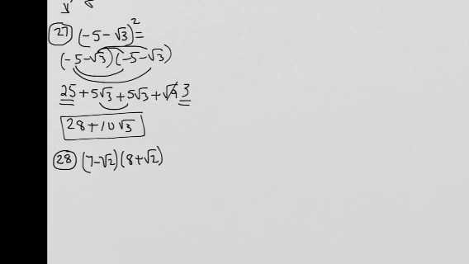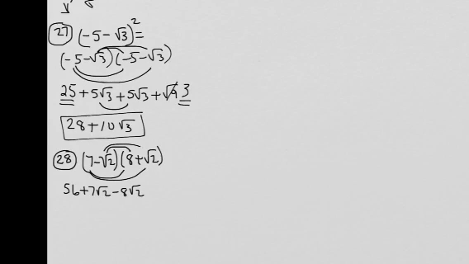Okay, so 28 is another distributive property problem. I've got 7 minus square root of 2 times the quantity 8 plus square root of 2. So 7 times 8 is 56. 7 times square root of 2 is 7 square root of 2. Then you move on to the next term. Negative square root of 2 times 8 is negative 8 square root of 2.